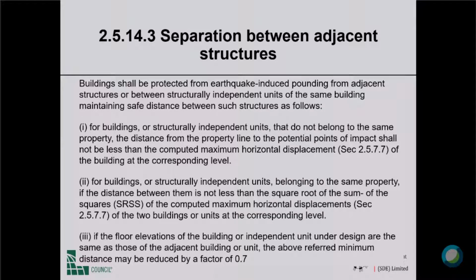Okay, so that is drift check. A closely related topic is separation between adjacent structures. Buildings shall be protected from earthquake-induced pounding from adjacent structures or between structurally independent units of the same building, maintaining safe distance between such structures as follows. This is a very, very important item. You have to have enough separation between buildings so that the buildings don't hammer against each other, which can cause even collapse, not just damage.